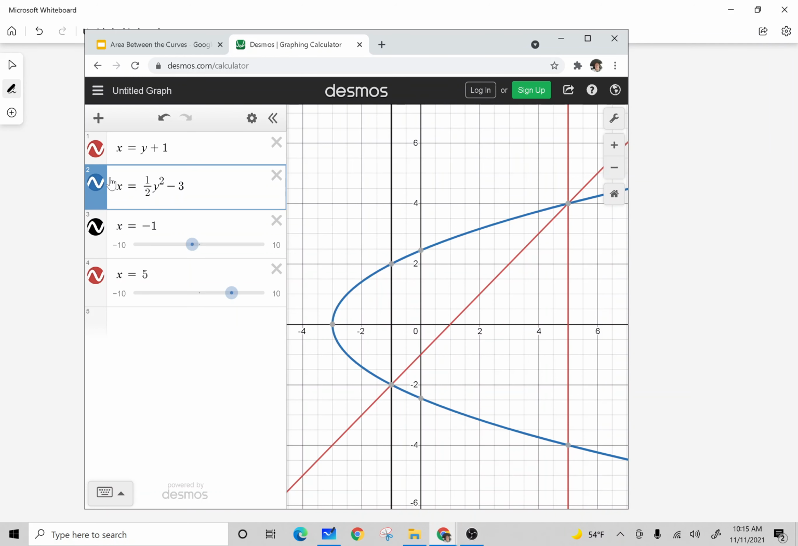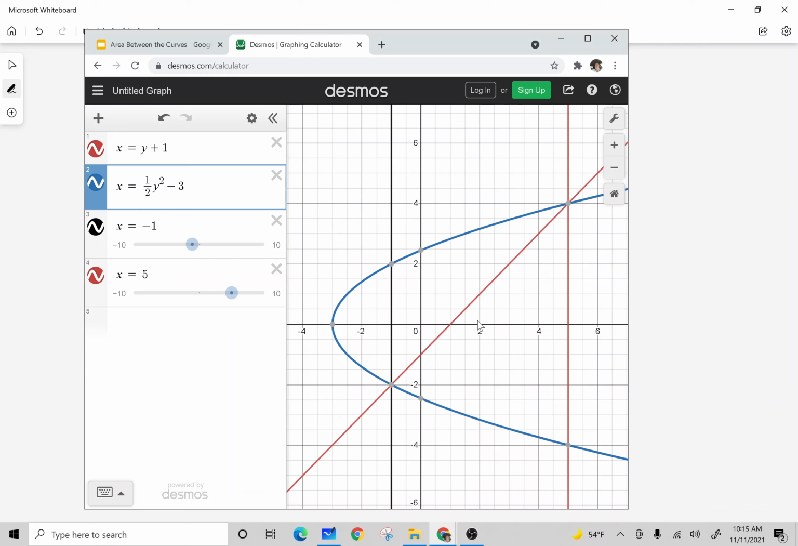I thought that was going to help, but I guess not. Okay, so it says to use the right one minus the left one. So the right one in this case is going to be the red line, and the left one is the blue line. Okay, so we're going to do right minus left.